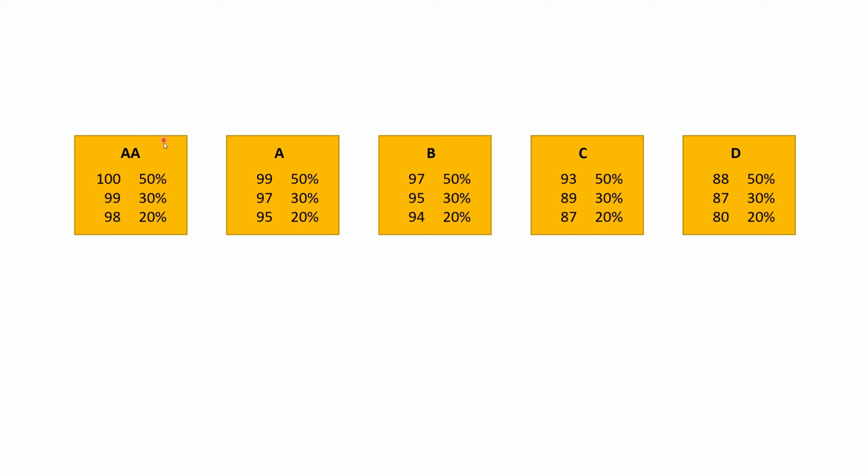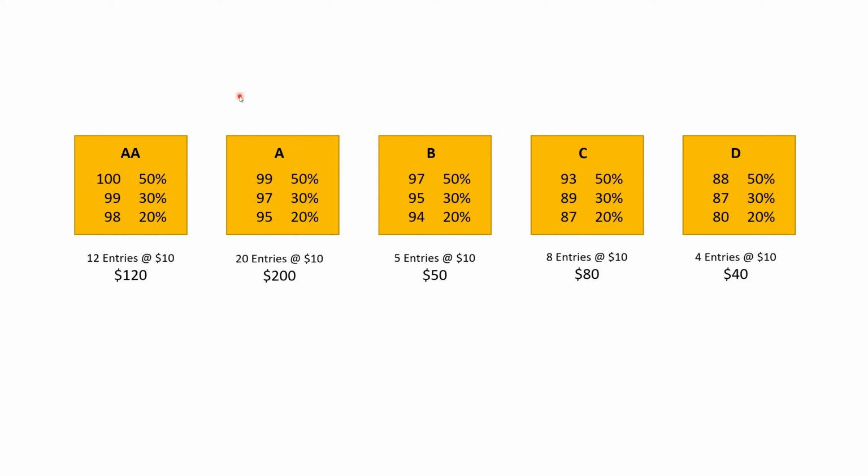So in AA, A, B, C, and D, we pay out 50% to the top score, 30% to the second score, and 20% to the third score. So the payoff is based off of the number of entries that are in that class. So for example, here we have 12 entries in AA class at $10, which is the fee to enter the option. In A class, we have 20 entries. B class, we have 5 entries. C class, we have 8 entries. D class, we have 4 entries.